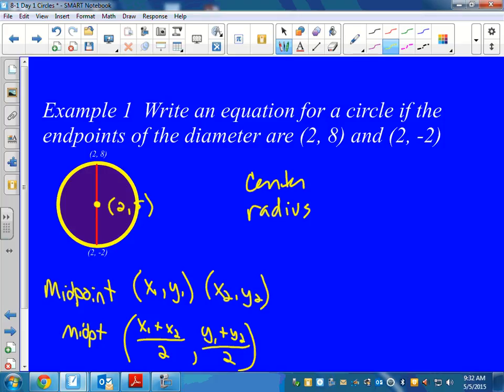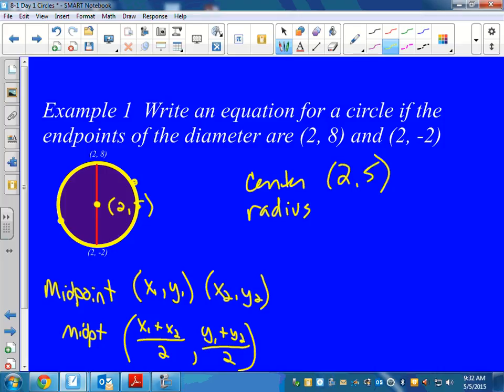So if it's a vertical or a horizontal line, you can just count. If it was a slanted line, let's say the diameter went from here to here through the center, you can't just count on a slanted line. You would actually have to use the midpoint formula. But if it's vertical or horizontal, you can just graph it out and see what it is. I think that means our center would be at (2, 5). Questions about that?